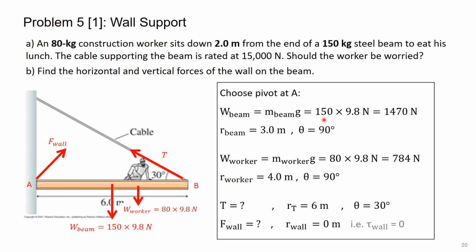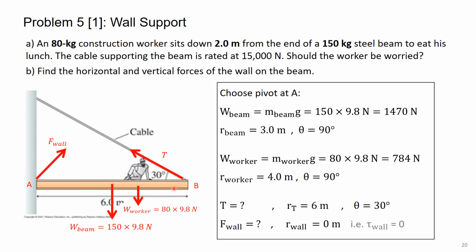The weight of the beam is mass times g. The mass is 150 kilograms, which gives you 1470 newtons. R for the beam is the distance of the center of mass of the beam from the left end at the wall, which should be half the length of the beam. That's 3 meters. And the angle is 90 degrees because the beam is horizontal and the weight is vertical. Then for the worker, repeat the process with the mass of the worker to get 784 newtons, and the distance of the worker from the wall is given already.